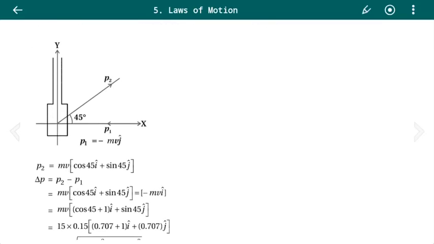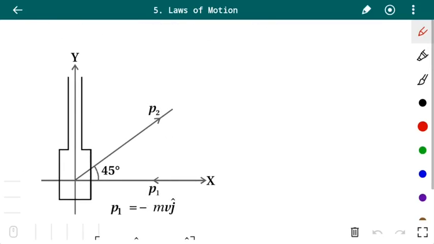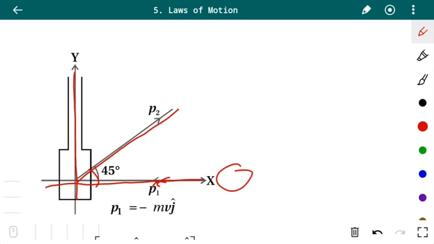So here you can see that when the bat is hitting the ball, the ball hits the bat by making an angle of 45 degrees. That means here the ball is coming and the bat hits the ball at 45 degrees. So this is the initial momentum and this is the final momentum, that is P2.